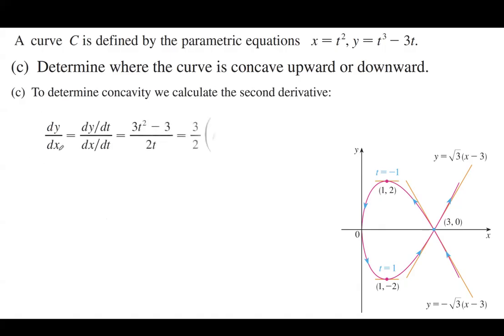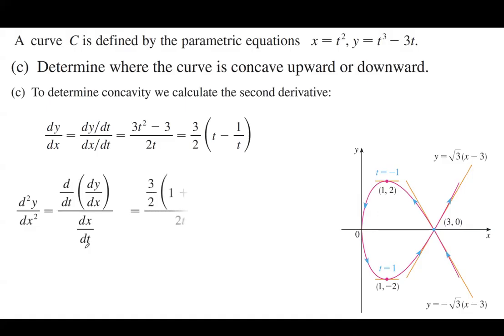First of all, remember the first derivative. This is the formula that we derived for the first derivative. The formula for the second derivative says we need to take the derivative of dy/dx with respect to t, and set it in the numerator. On the denominator, we need the derivative of x with respect to t. This is not difficult. 3/2 stays the same. The derivative of t is just 1. And the derivative of negative 1 over t becomes positive 1 over t² because you end up with two negative signs. On the denominator, the derivative of x with respect to t, which is t², becomes 2t.